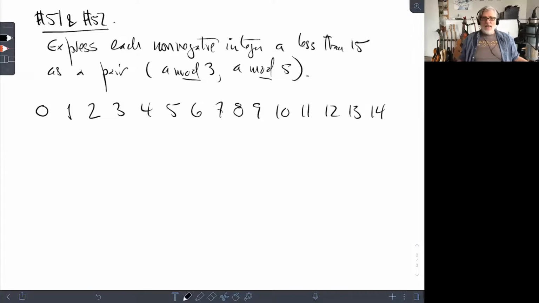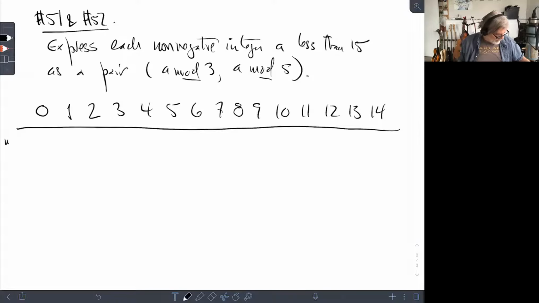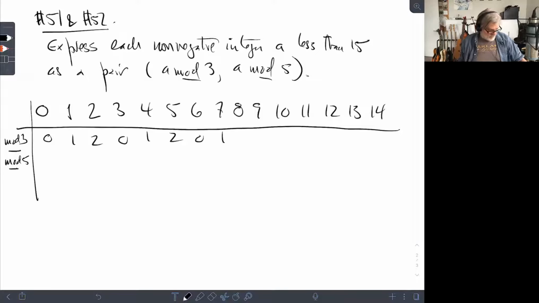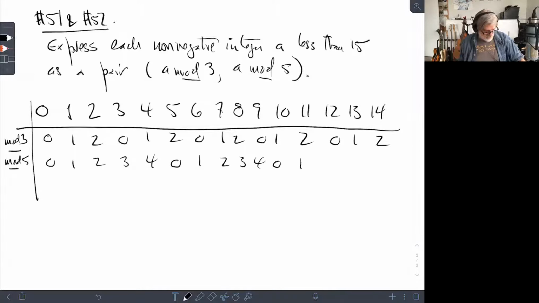Okay, and we're going to reduce those mod 3 and mod 5, and we get a pair of sequences. This will be mod 3 and this will be mod 5. So mod 3: 0, 1, 2, 0, 1, 2, 0, 1, 2, 0, 1, 2, 0, 1, 2. Mod 5: 0, 1, 2, 3, 4, 0, 1, 2, 3, 4, 0, 1, 2, 3, 4.